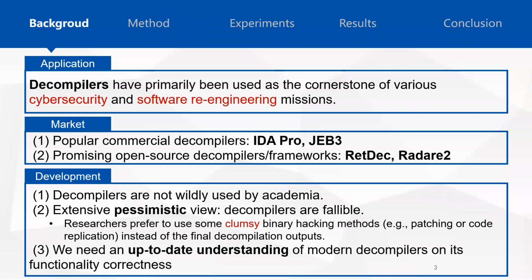Although decompilation technologies have developed greatly in recent years, there are still some pessimistic views. Researchers tend to believe that decompilers are error-prone and prefer to use some clumsy binary hacking methods rather than directly using output of decompilers. So in this work, we want to give an up-to-date understanding of decompilation correctness.